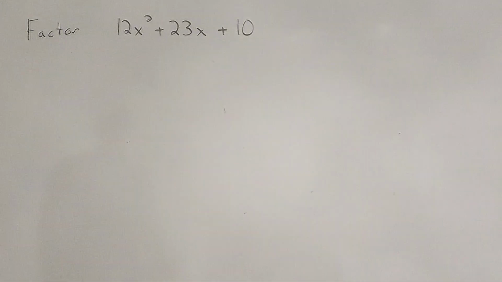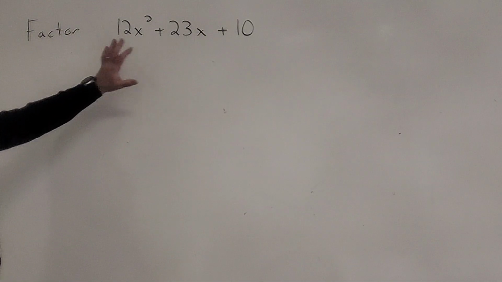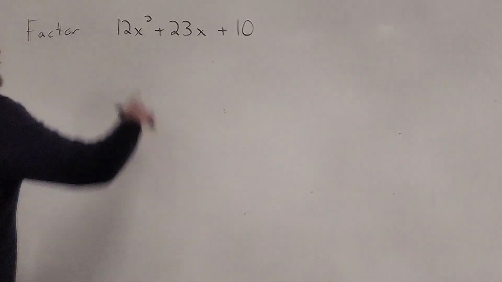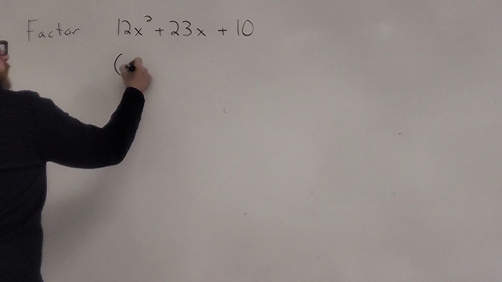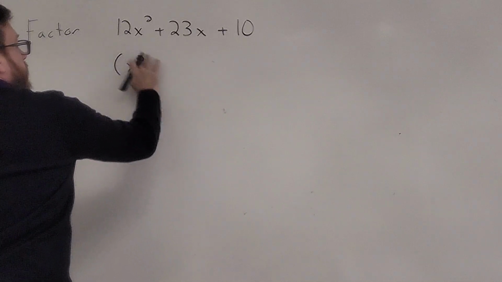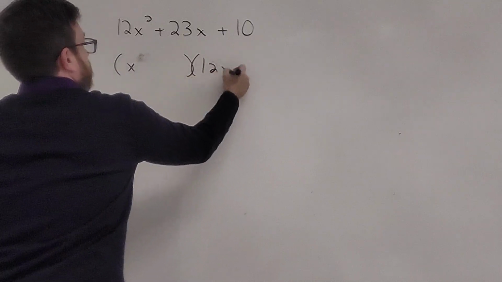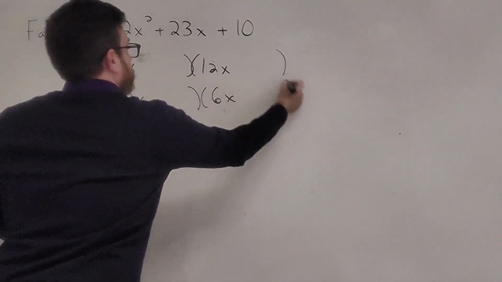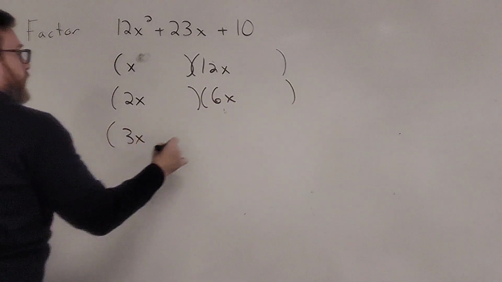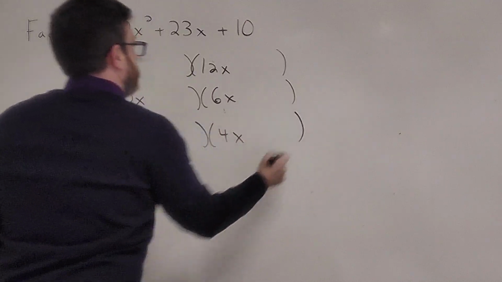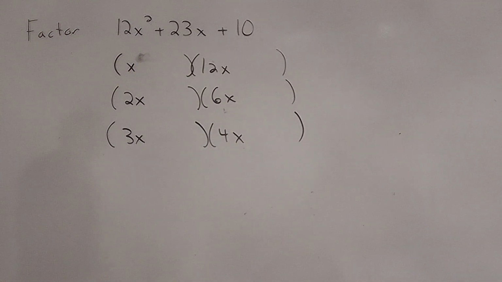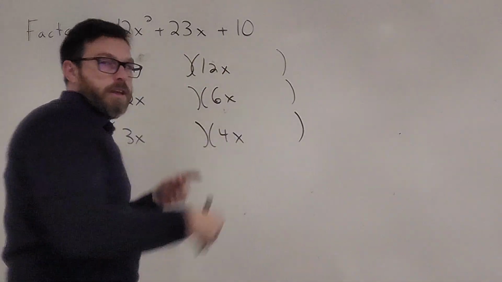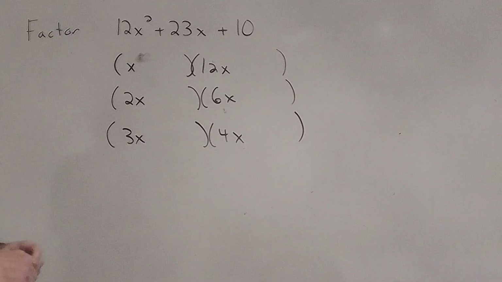So finally, you can see where this AC method would shine. This trinomial would be challenging to work with, because if you're going to do the guess and check method, 12x squared can happen multiple ways. You could have an x and then a 12x. You could have a 2x and a 6x, and you could also have a 3x and a 4x. There are multiple ways to get that 12x squared. So then you're going to have to put all factors of 10 into here, all factors of 10 into here, all factors of 10 into here, and figure out which one works, which is extremely tedious.